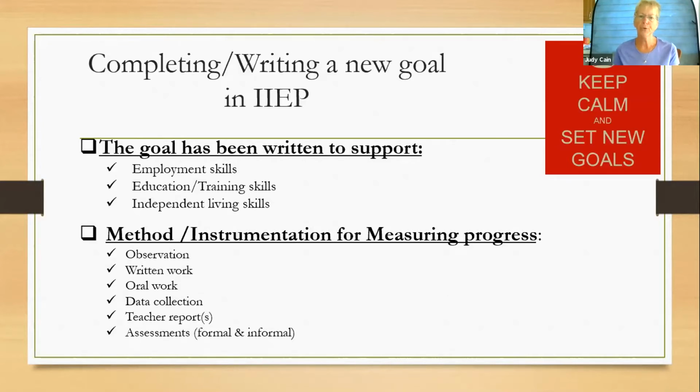And then how will you measure progress? Can be observation, can be written work, oral work, data collection, teacher reports, assessments, informal or formal. And it can be one, multiple, all of those, or another way that you have come up with. But these are just the really common ways, I think.